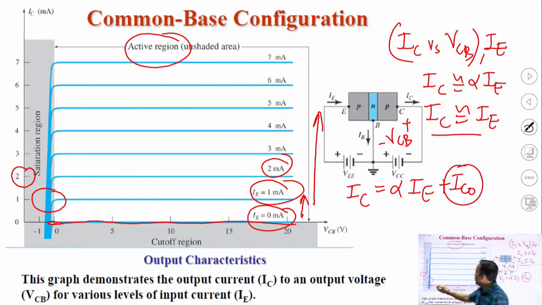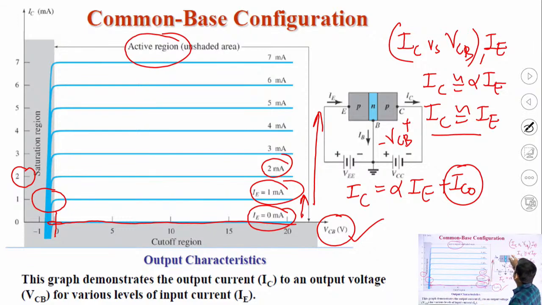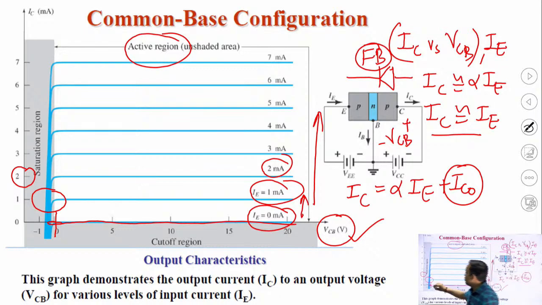Whereas if we change the collector-base polarity, meaning the collector to base voltage is negative, then we can say that this is a diode, and it becomes forward biased. So what happens when the diode is forward biased? Current exponentially increases. So we have a curve like this.